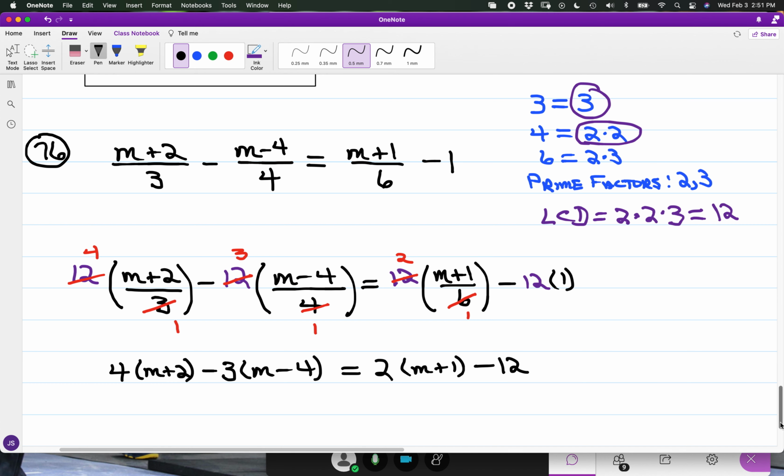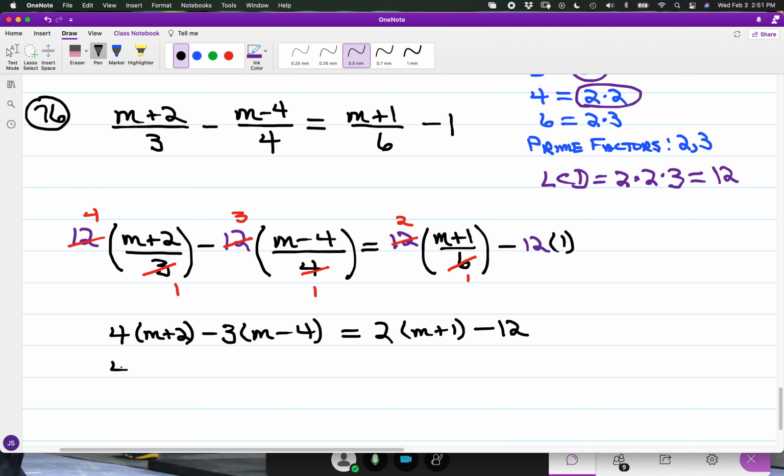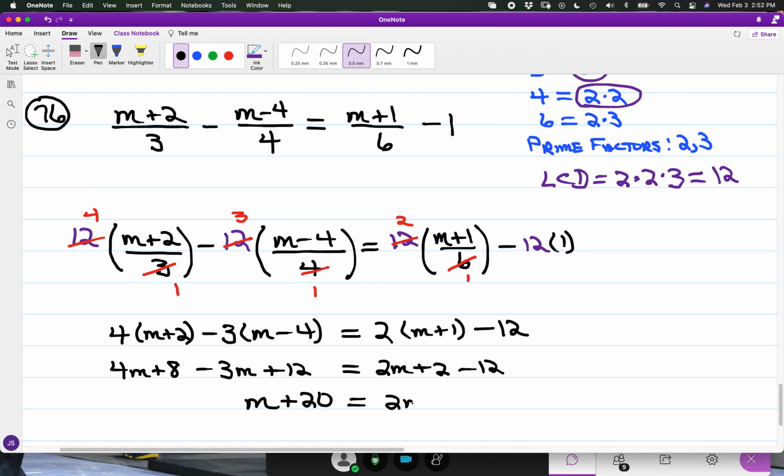And with the distribution, okay, you have 4m plus 8, negative 3 times the quantity (m minus 4), so we have minus 3m plus 12. And for distributing to the right, you have 2m plus 2 minus 12. And gathering the like terms, 4m minus 3m becomes m. 8 plus 12 is going to be 20. And to the right, I'm going to have 2m, and 2 minus 12 is going to be negative 10.